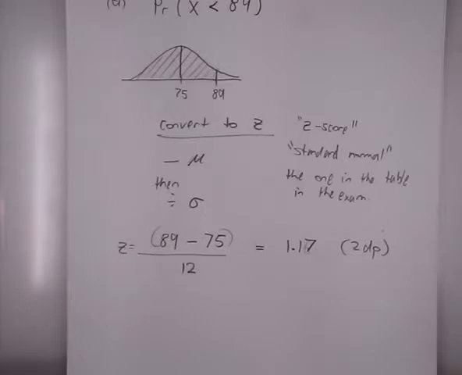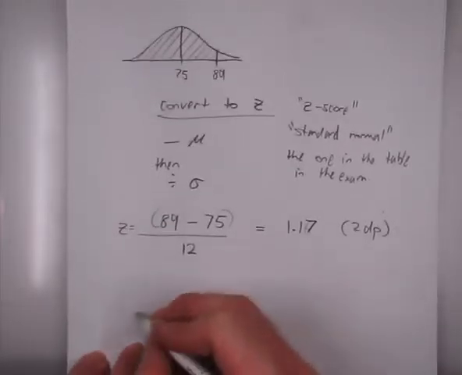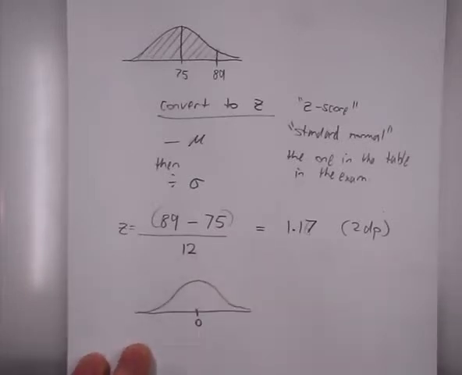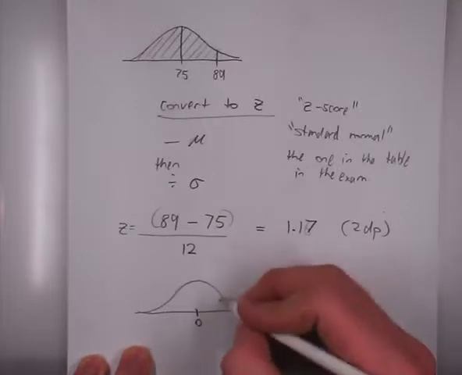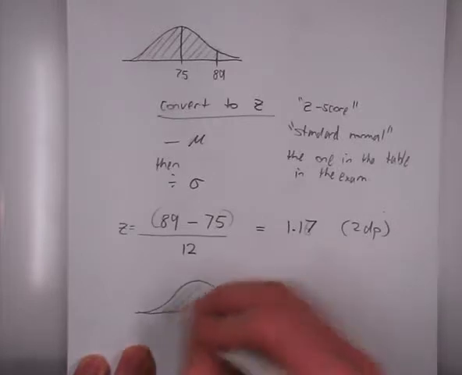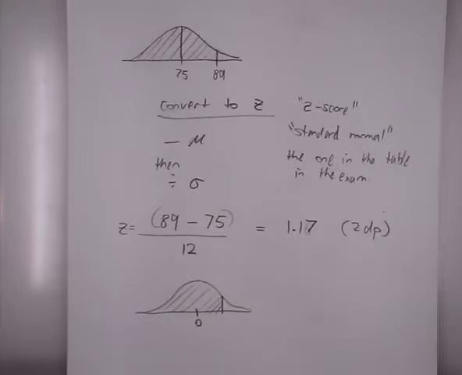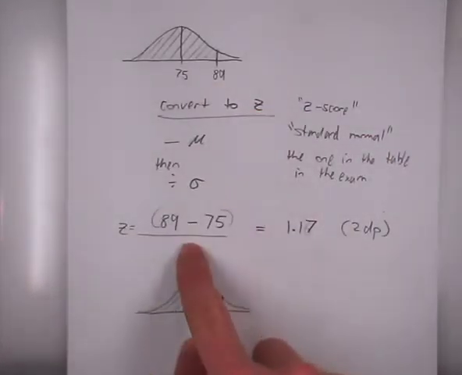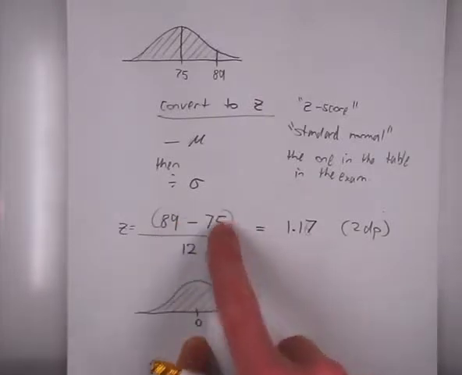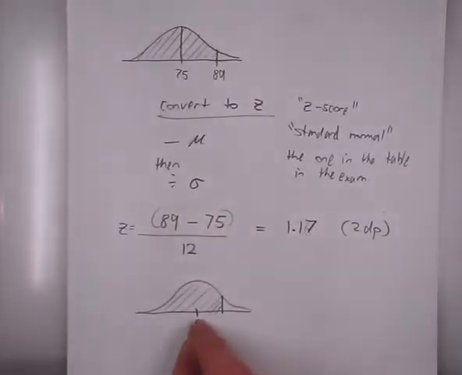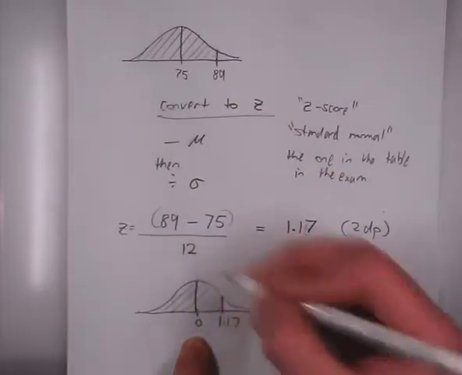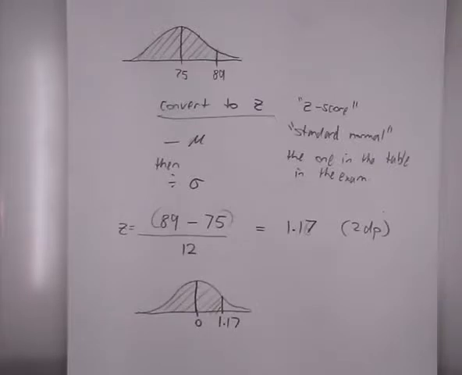So now we've converted to Z, now we've got this picture instead. So the Z distribution has a 0 in the center, and it's the same picture. I've just changed what all the numbers on the x-axis refer to. So the 75 is the mean. If I did this conversion on that, it would come out to 0. 75 minus 75 would be 0, and then divided by 12 would still be 0. That 89 has been converted to a 1.17. And now I can finally do the probability I want.